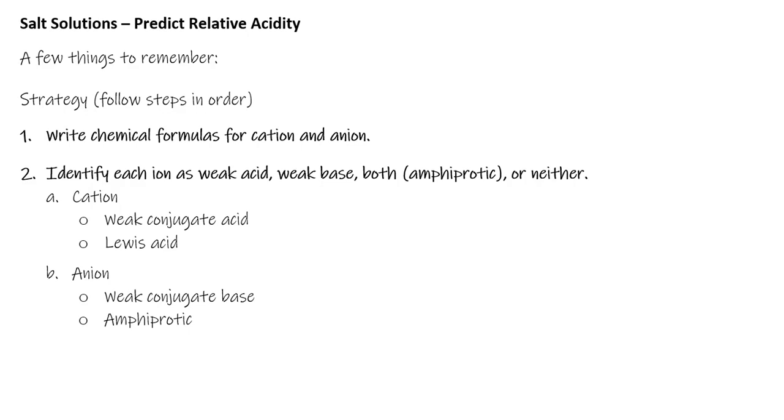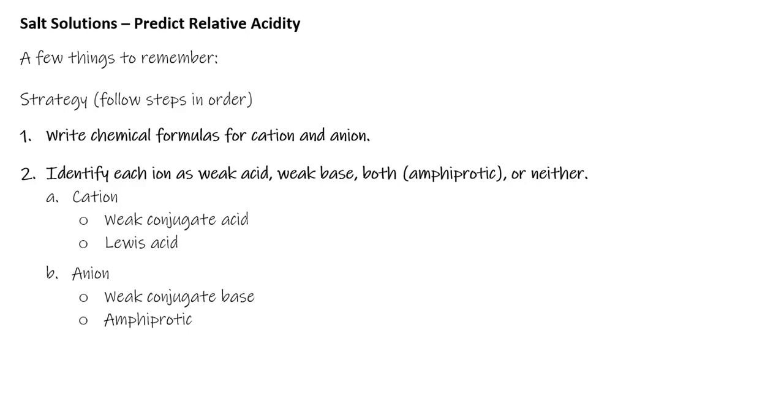For the anion, if you add an H+, does it become a weak acid? If so, then the anion is a weak conjugate base. Is the anion amphiprotic? There must be an H present for this to be the case, so check for that first. Then, two things must be true. If you remove an H+ from the anion formula, is it a weak base? If you add an H+ to the anion formula, is it a weak acid? If both of these are true, then the anion is amphiprotic.